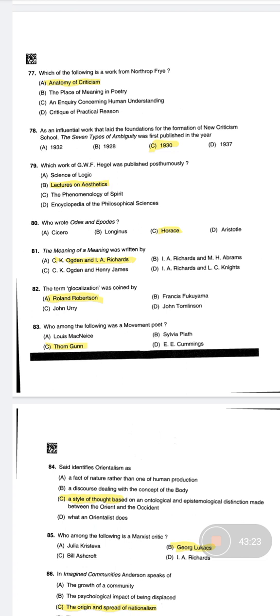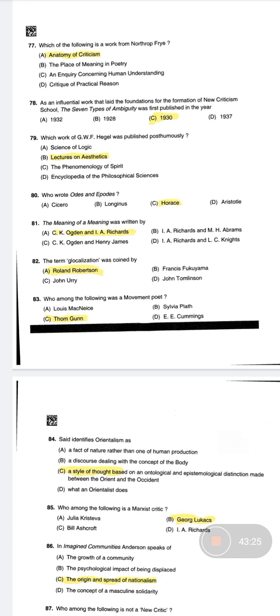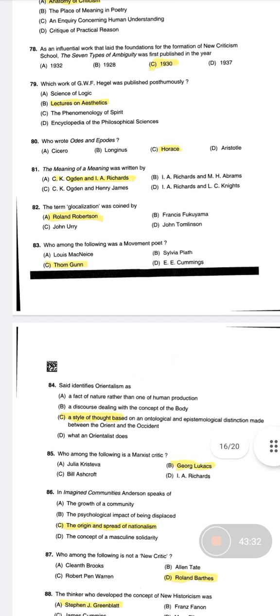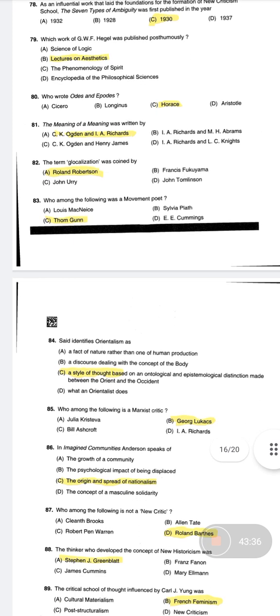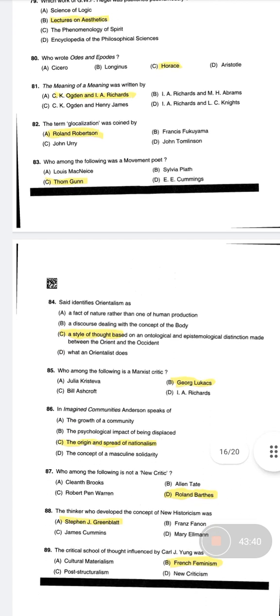1913. Okay. Which work of G.W.F. Hegel was published posthumously? Lectures on Aesthetics. Who wrote Odes and Epodes? Horace is the right answer.